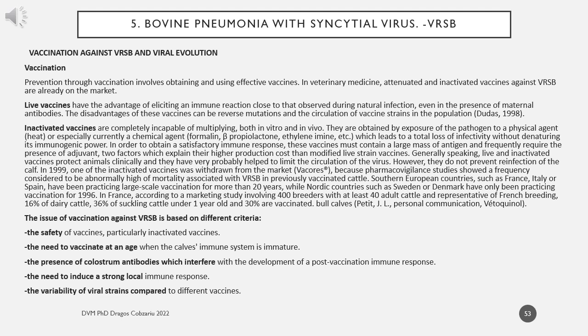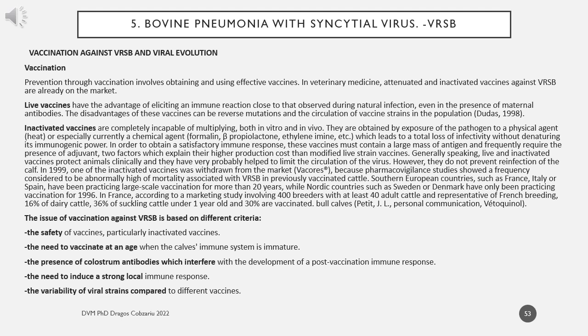In 1999, one of the inactivated vaccines, Vacors, was withdrawn from the market because pharmacovigilance studies showed an abnormally high frequency of mortality associated with VRSB in previously vaccinated cattle. Southern European countries, such as France, Italy or Spain, have been practicing large-scale vaccination for more than 20 years, while Nordic countries such as Sweden or Denmark have only been practicing vaccination since 1996.